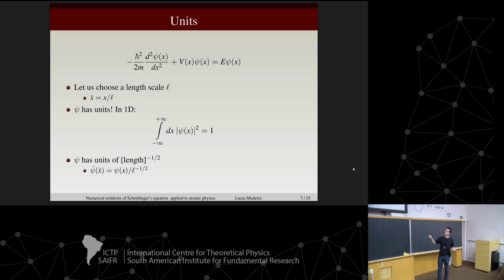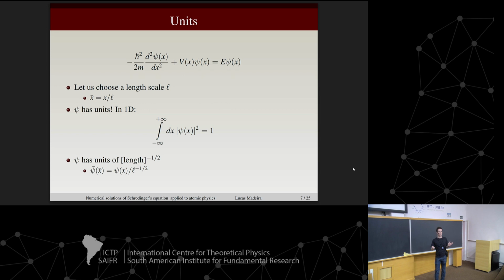In the normalization of the wave function in 1D, we have that psi squared, if I integrate over all space, has to be equal to 1. 1 is dimensionless, right? So dx here has units of length. Psi squared must have units of 1 over length. So the wave function has units of length to the minus 1/2. Is everyone comfortable with this? Yes. Okay, so this is the prescription if I want to recover units for my wave function. If I have my dimensionless wave function that I solved in my code, I just multiply it by L to the minus 1/2, and then I get the thing with the correct units.